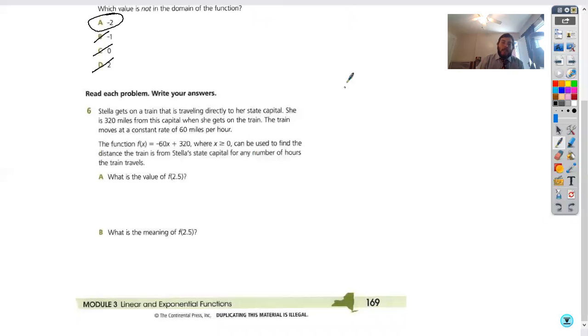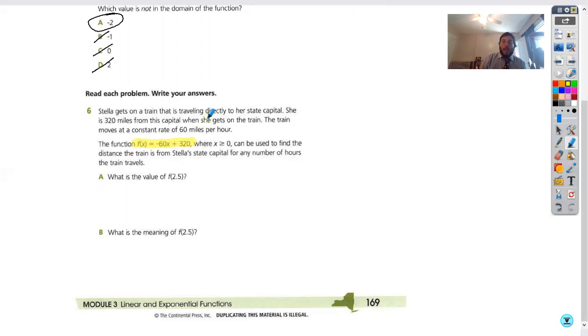All right, let's take a look at Stella. So Stella gets on a train that is traveling directly to her state capital. She is 320 miles from this capital when she gets on the train. The train moves at a constant rate of 60 miles per hour. The function f of x equals -60x plus 320, where x is greater than or equal to 0, can be used to find the distance the train is from Stella's state capital for any number of hours the train travels. So we have this function here.